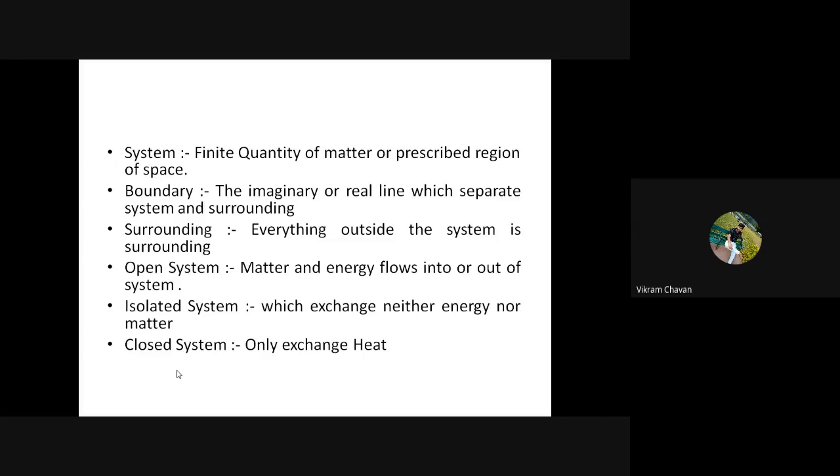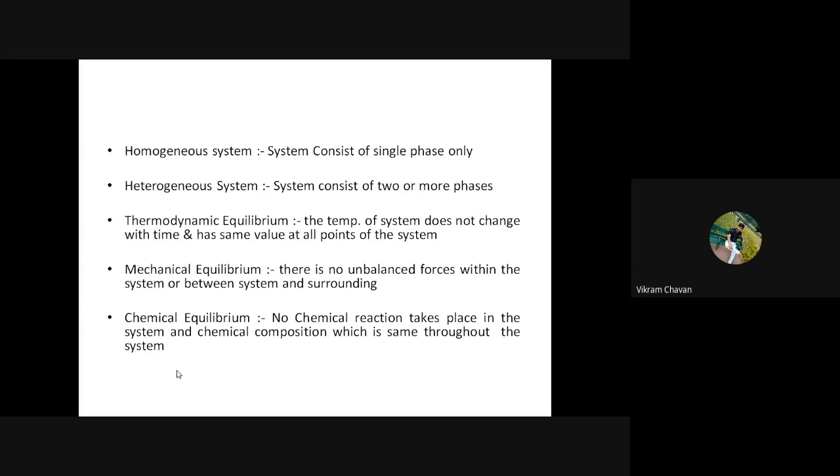Okay. So the next type of system is the homogeneous system. A homogeneous system is one that consists of a single phase of matter or substance only. Take the example of a jar in which there is only water. The water is in only a single phase, the liquid phase, so that water jar system will be considered a homogeneous system.